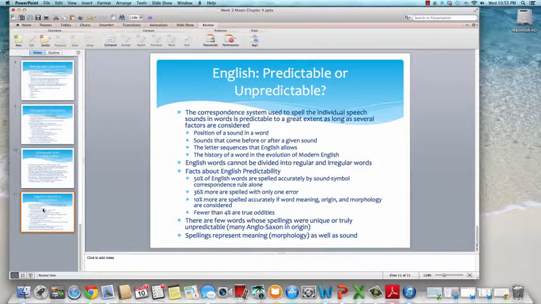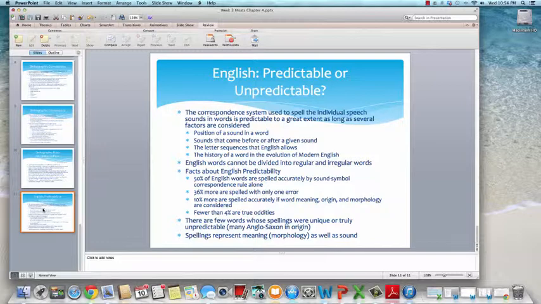But that's not true. If we look at it, 50% or half of all English words are spelled accurately by sound-symbol correspondence rules alone. All right, great. Half our words are. What do we do with the other half? 36% more are spelled with only one error, so there are variations, OI versus OY types of variations. 10% more are spelled accurately if word meaning, origin, and morphology are considered. So we went from 50, 36, that's 86, up to 96% of our words are spelled predictably if we consider primary and secondary spellings, sound-symbol correspondence, word meaning, origin, and morphology.